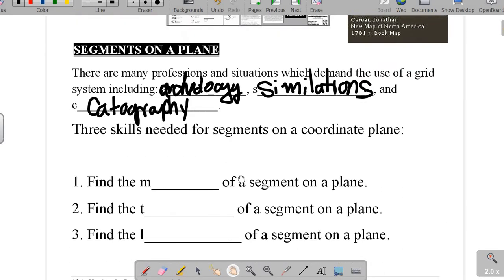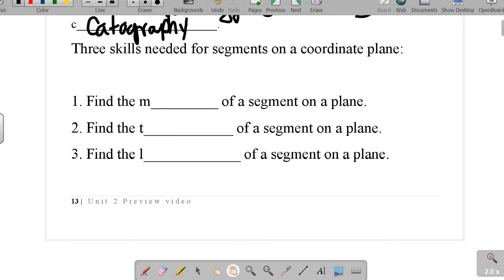There's three skills you have to be able to do with a segment on a coordinate plane. And when I'm talking about a coordinate plane, I'm talking about an XY horizontal vertical grid. In future math classes, we'll go into 3D, where like physics, as well as trig and calculus, we add a front-back depth grid called Z. But for our purposes, we're going to stick simply with the horizontal, vertical, two-dimensional grid system.